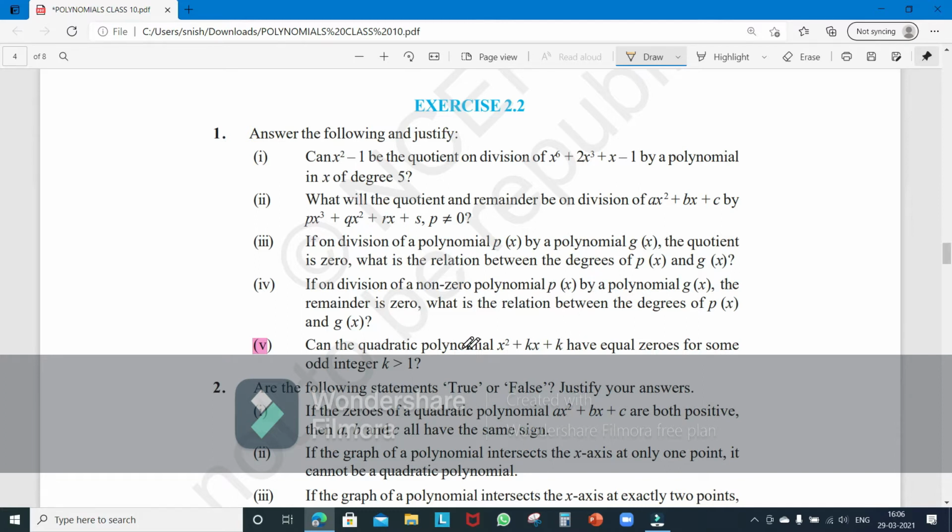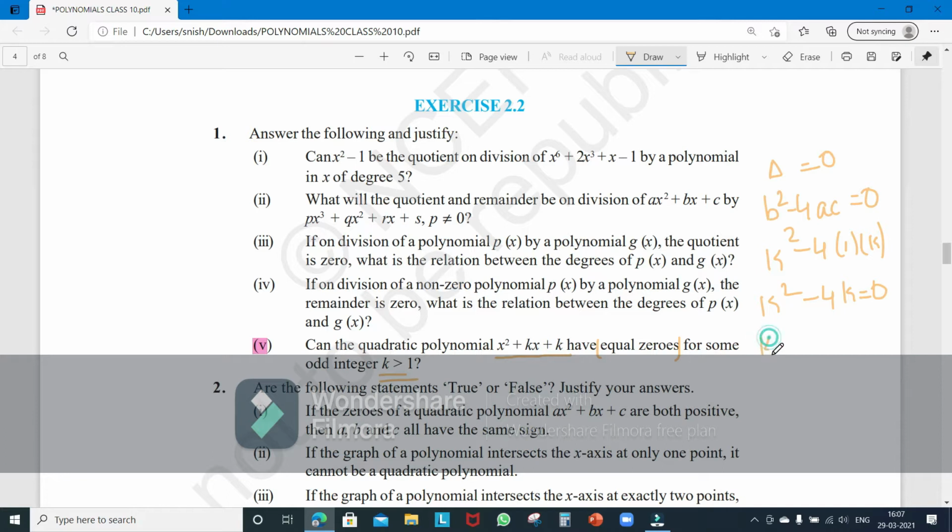Can the quadratic polynomial x square plus kx plus k have equal roots for some odd integers k greater than 1? So for this to have equal roots, we know that the discriminant should be equal to 0. The formula is b square minus 4ac. It should be 0. Substitute the values. B is k, so k square minus 4 into a, which is 1, and k will be the value of c. So k square minus 4k should be 0.